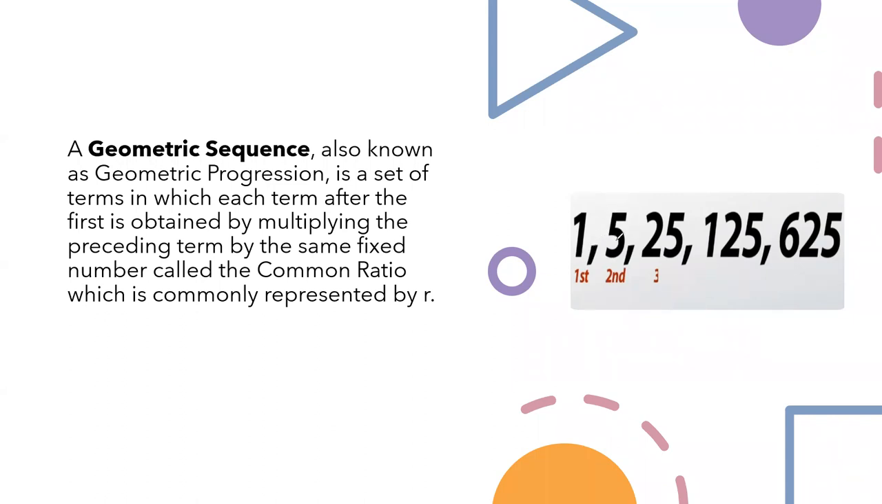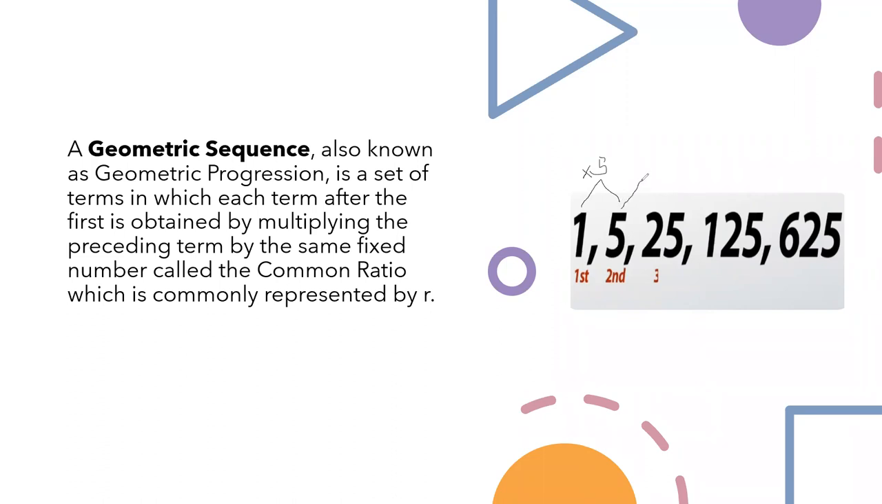If this were arithmetic, 1 to 5 will give us plus 4. But if we notice, 5 to 25 is not plus 4. It should be 20. So what happened here from 1 to 5? It's not addition, so let's try multiplication to see if it works. From 1 to 5, we multiply by 5, so it works. So 1 times 5 is 5.